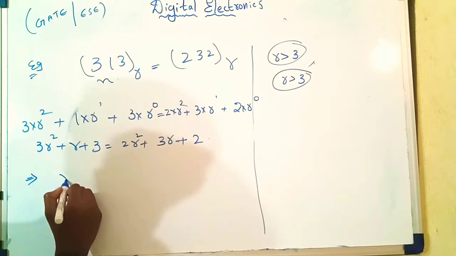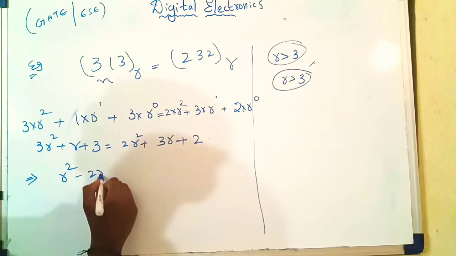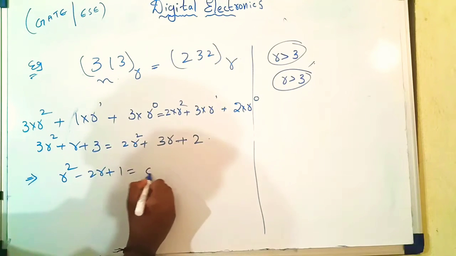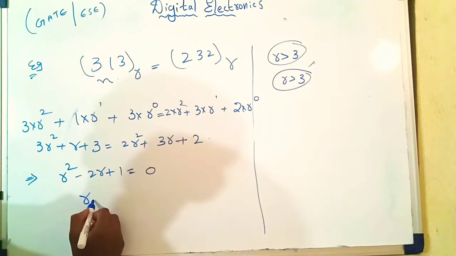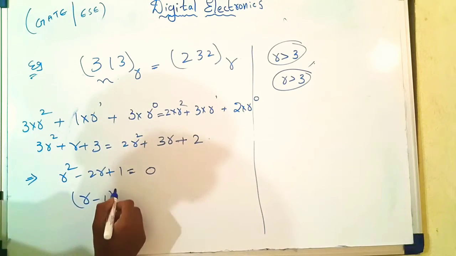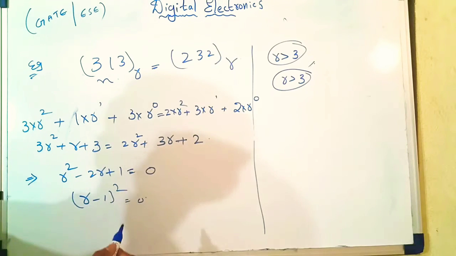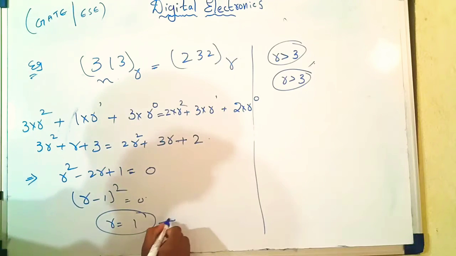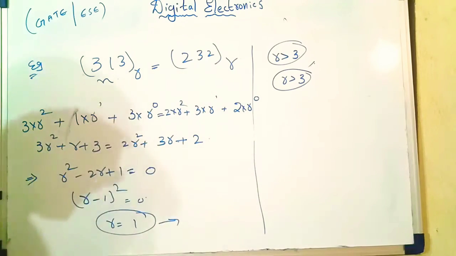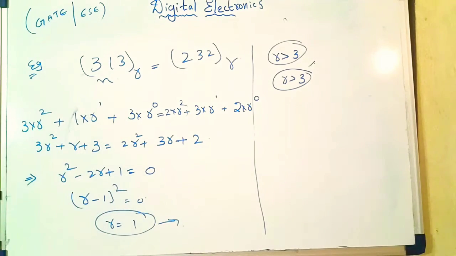R square minus 2R plus 1 equals 0. This is (R minus 1) whole square equal to 0. So the R value is 1. So the base value of R is 1.